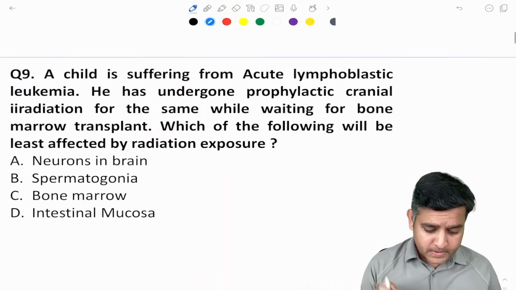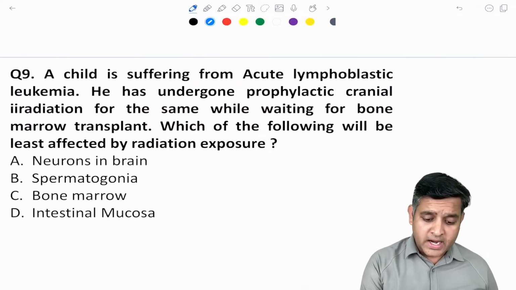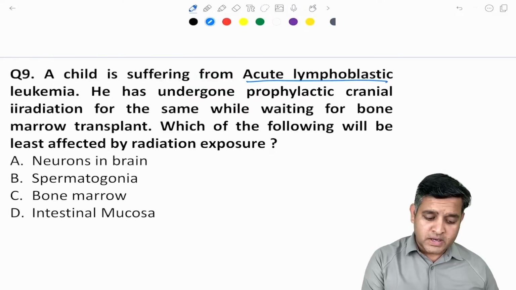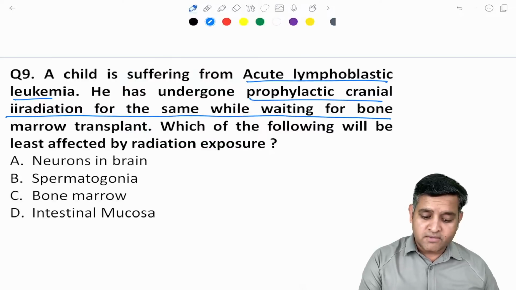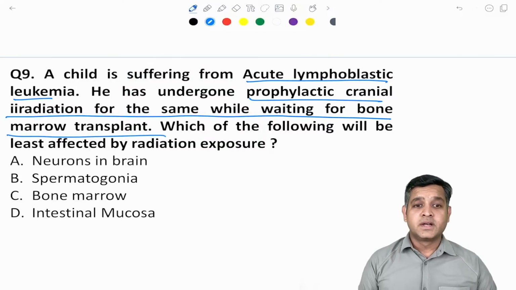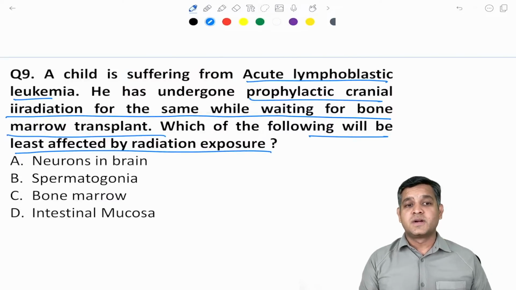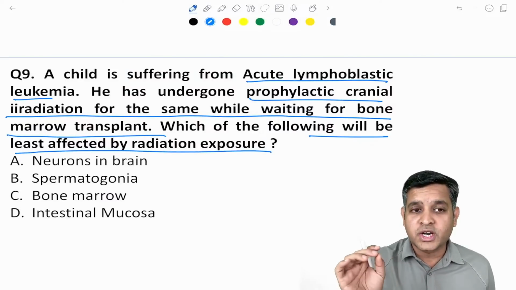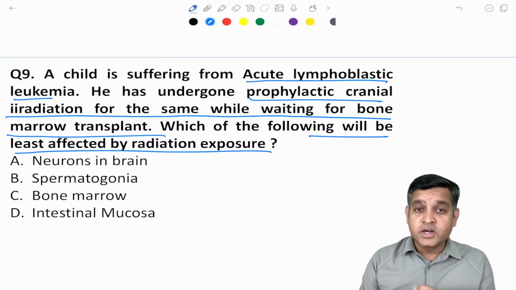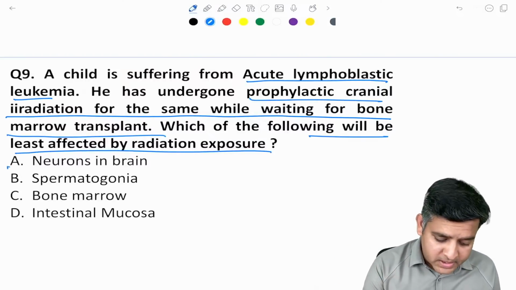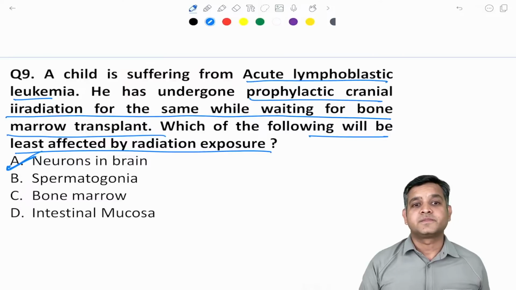Very important. Question number 9. A child is suffering from acute lymphoblastic leukemia. He has undergone prophylactic cranial radiation for the same while waiting for bone marrow transplant. Which of the following will be least affected by the radiation exposure? Which is the most radio resistant cell? More differentiated, more resistant. Answer is neurons in the brain.